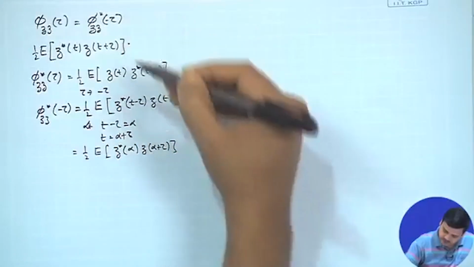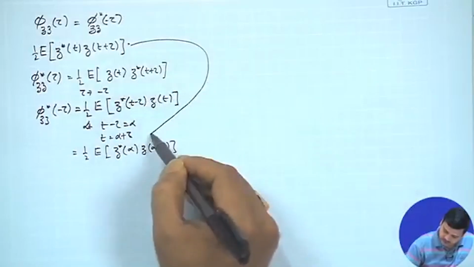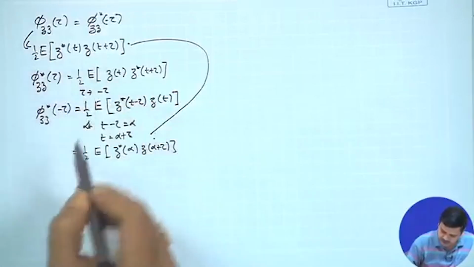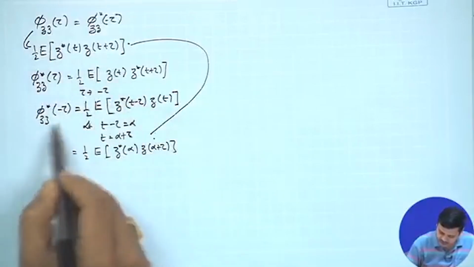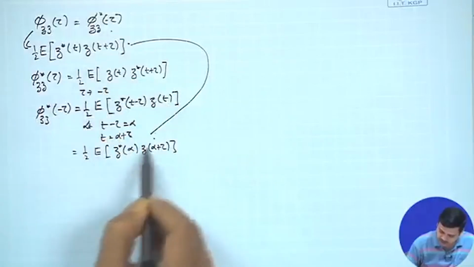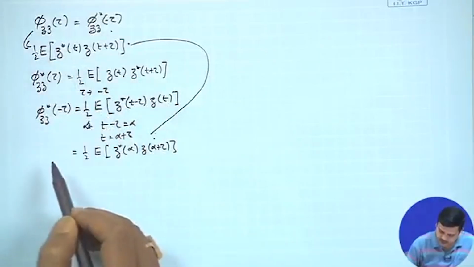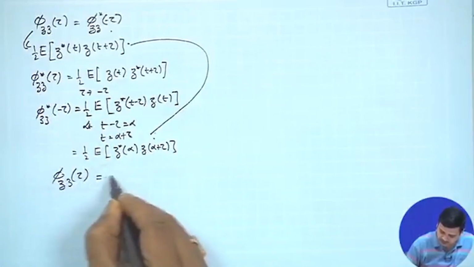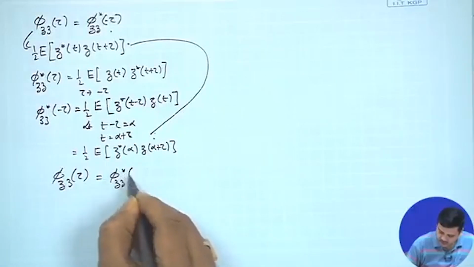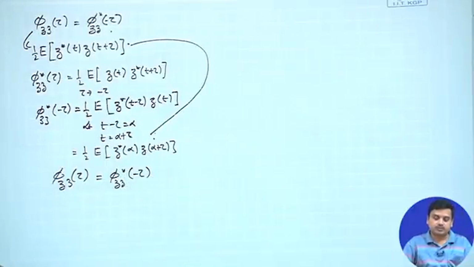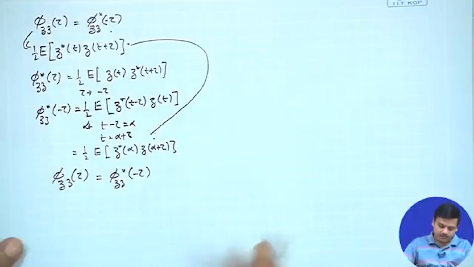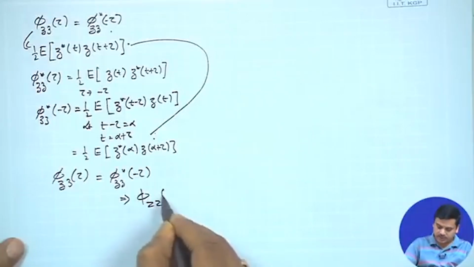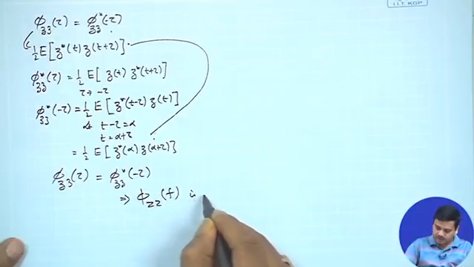If you look at this expression and this expression, they are similar, and this is equal to this, right. The left hand side is this. Now we are seeing that the right hand side, which is this expression, is the same as this expression in the left hand side. Therefore we can say clearly phi zz of tau is equal to phi zz conjugate of minus tau, right. So from this one can establish that phi zz of f is a real valued function.